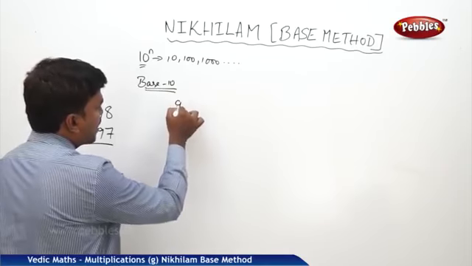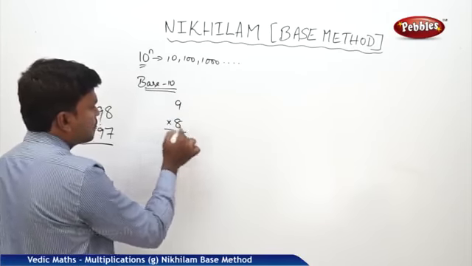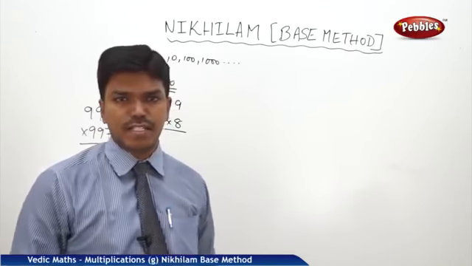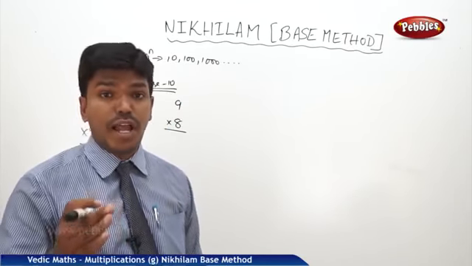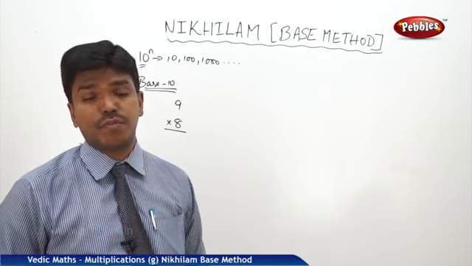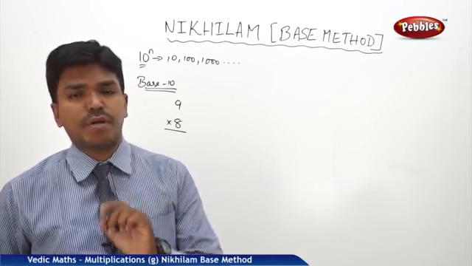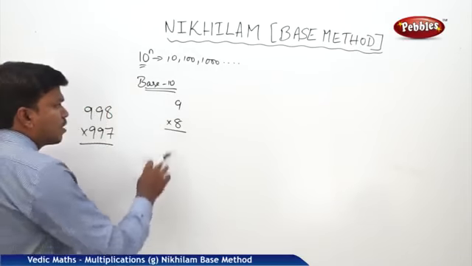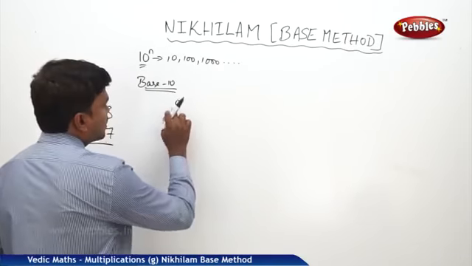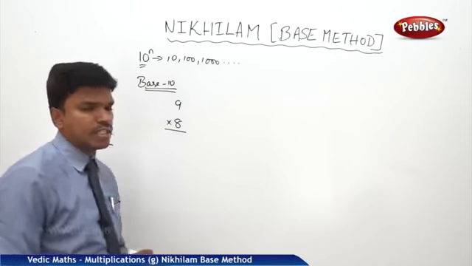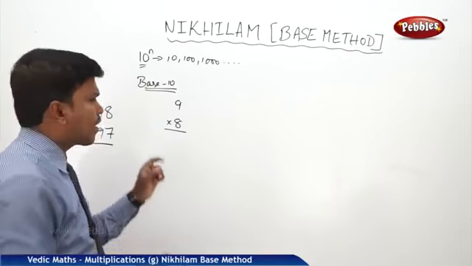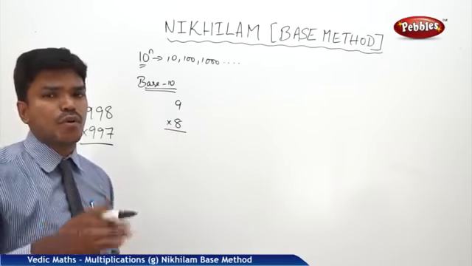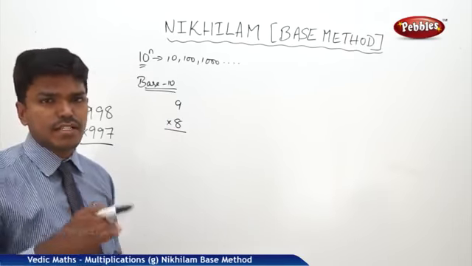Suppose I want to multiply 9 into 8. Of course you know the answer is 72. I know that you know the answer is 72, but why am I explaining? Just for the sake of the steps. Now, 9 is closer to 10, that's why I have taken the base as 10. You tell me, 9, is it less or more when you compare with the base 10? It is less only.